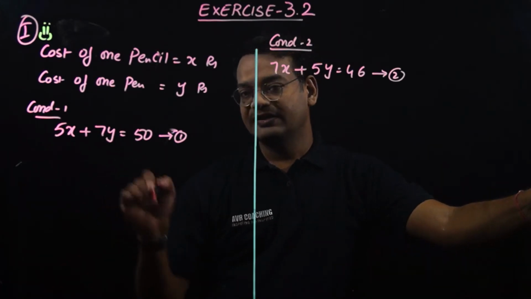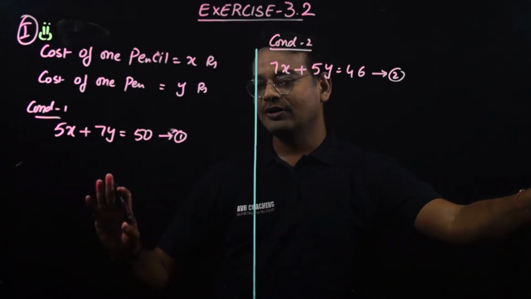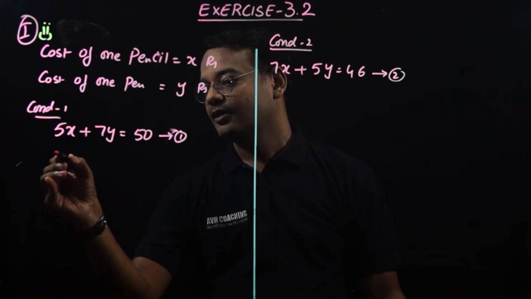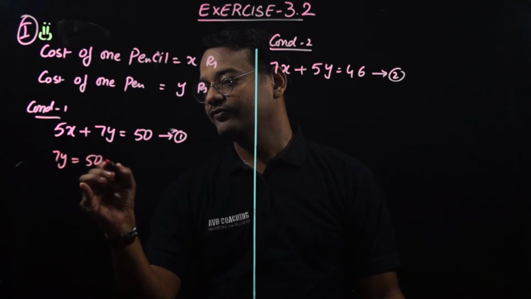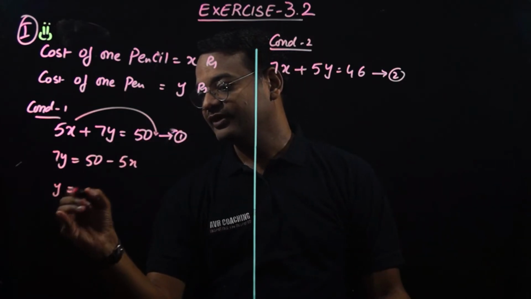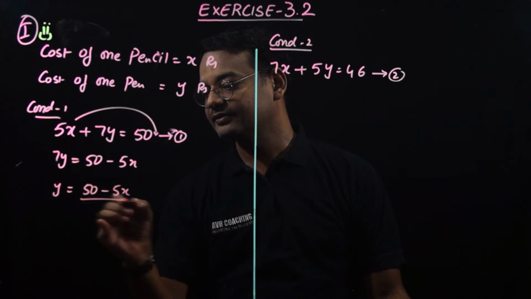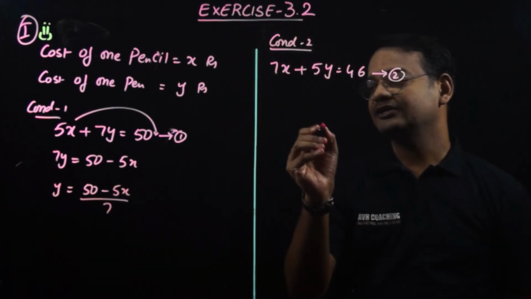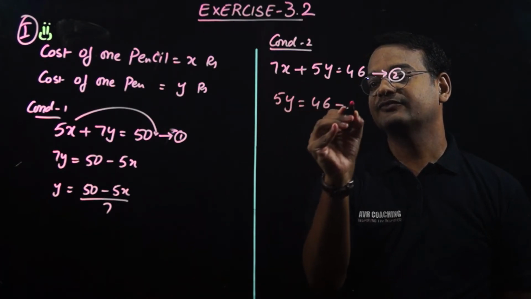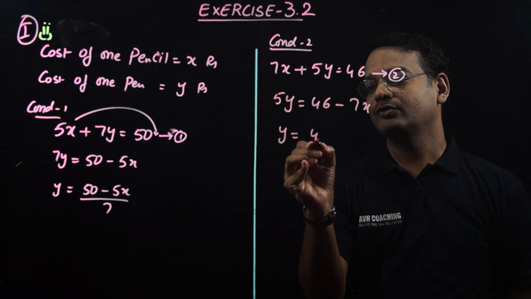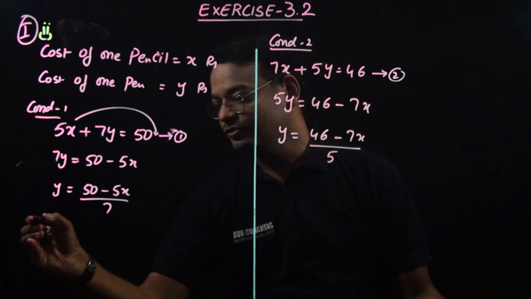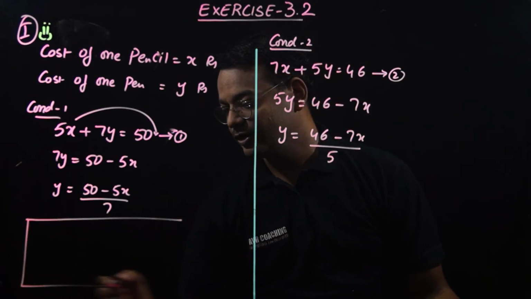Now to get the graph we have to make y alone on the LHS. So this can be written as 7y is equal to 50 minus 5x, since 5x will come to the right hand side. So y equals (50 minus 5x) by 7. And in condition 2, if we leave y on the left hand side, this will be 46 minus 7x, so y equals (46 minus 7x) by 5. So these are the expressions which we have to take and draw the graph.